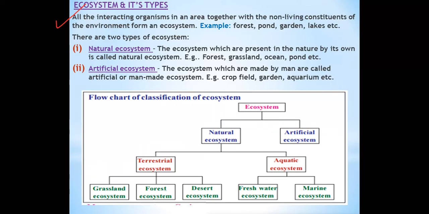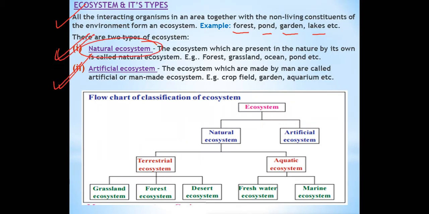Examples of ecosystem: we can say forest is an ecosystem, pond is an ecosystem, garden is an ecosystem, lakes, aquarium, they are all ecosystems. In a forest, different types of trees, different types of animals, air, water, soil, all the things are there. Living things are also there, non-living things are also there. So forest is an ecosystem. There are two types of ecosystem: natural ecosystem and artificial ecosystem.